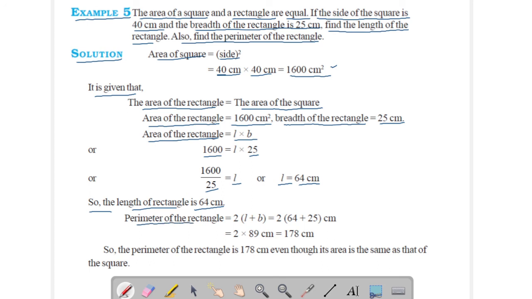Now perimeter of rectangle is equivalent to 2 within the bracket length plus breadth. Now put the value of length and breadth. The 2 into length is 64 centimeter and breadth is 25 centimeter. Solve this, you will get 2 into 64 plus 25, it is 89. Now multiply it by 2, you will get 178 centimeter. So the perimeter of rectangle is 178 centimeter even though its area is same as that of the square.